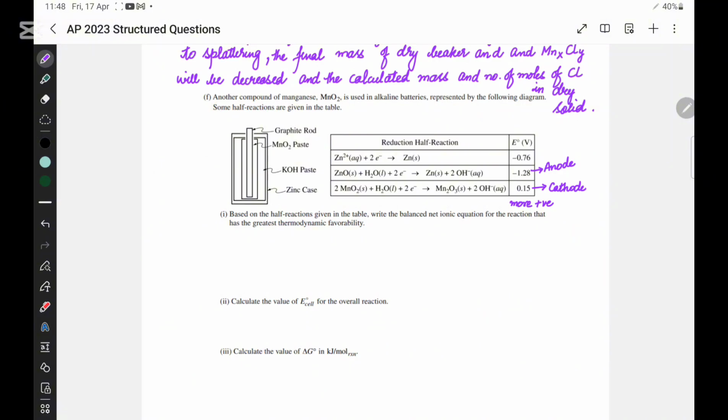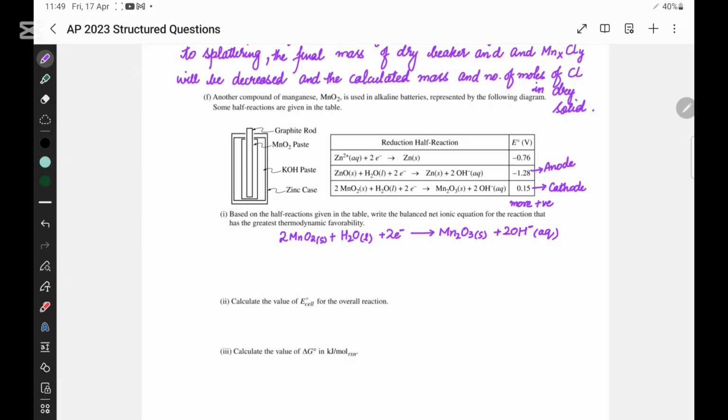So when we are going to write the net ionic equation, we know that the cathode is the one which is gaining electrons. Reduction happens there. So I am going to write 2MnO2 in solid state plus H2O in liquid form, gaining 2 electrons. Reduction happens there, and it forms Mn2O3 solid plus 2OH minus in aqueous form.